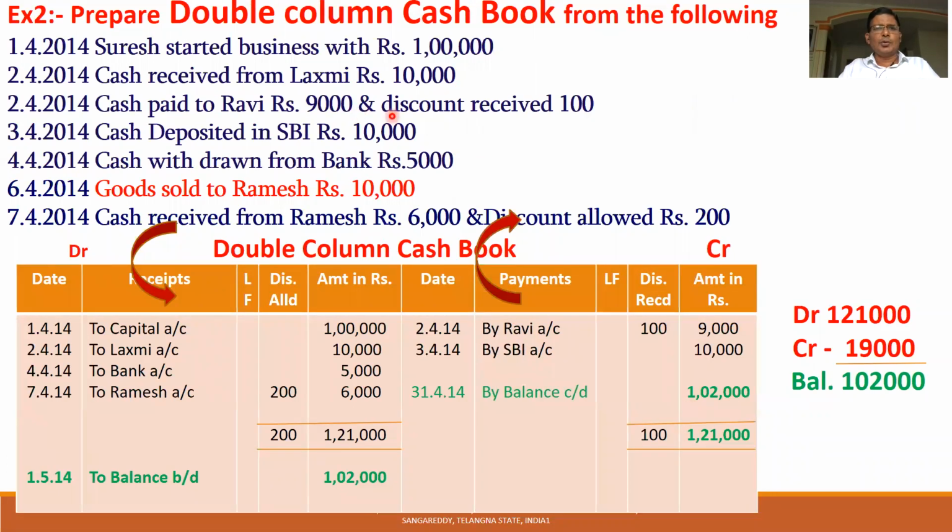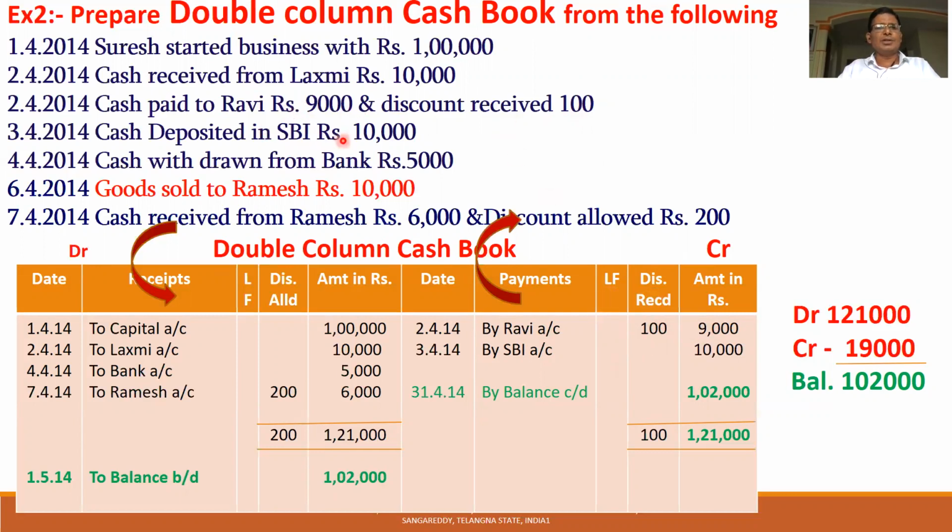So we paid 9,000 to Ravi, and we received 100 rupees discount. Simply remember here, it is a general entry. Wherever the cash account is there, the discount also follows. Here the cash account is created, the discount is also created. So we paid 9,000 to Ravi, discount received is 100.